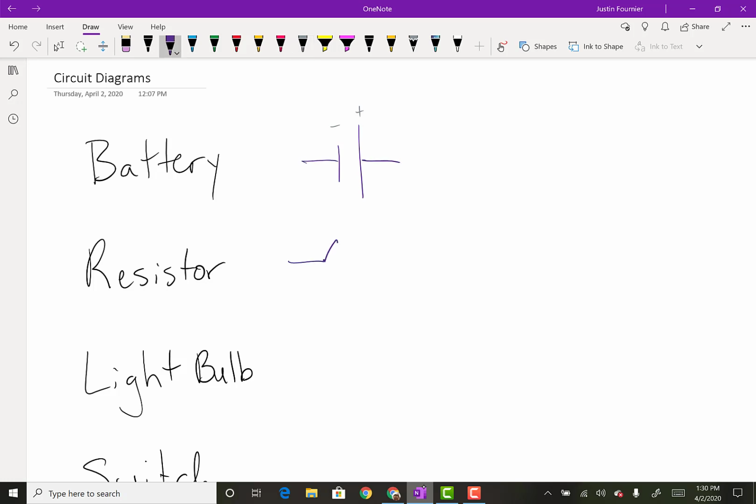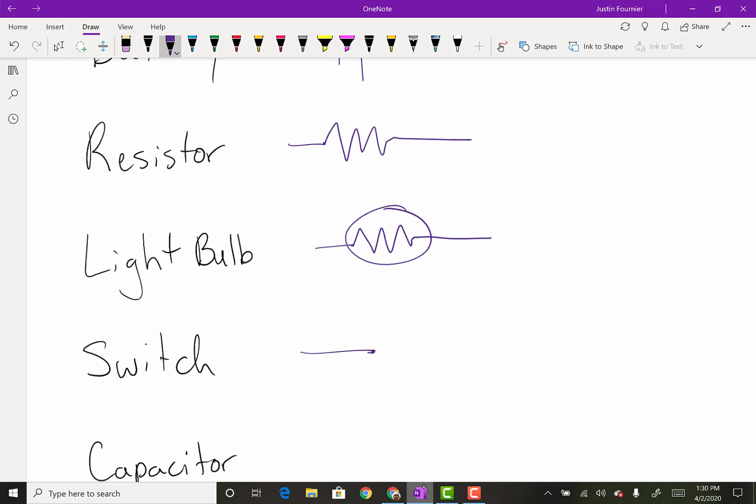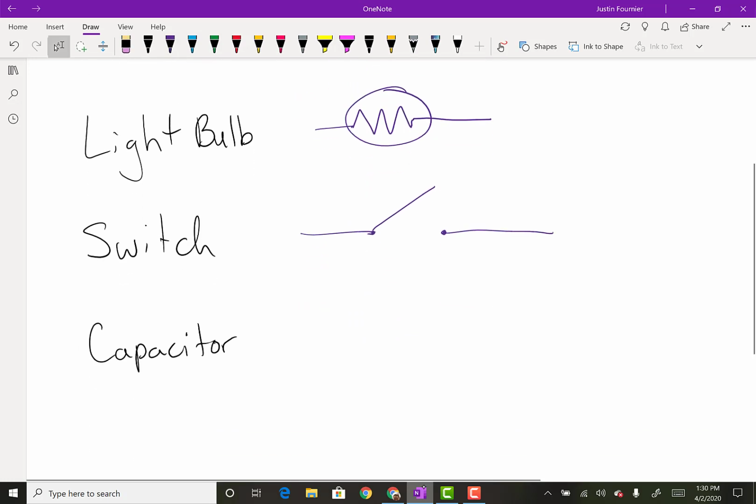A resistor is just a line, and then a couple squiggly lines. There you go. For a light bulb, I've seen many different ways to do this. I tend to stick to a resistor or a resistor with a circle around it. A switch is just an open part like that. So there's your switch. And I also wanted to bring up a capacitor. We're not going to talk about capacitors too much, but a capacitor is two parallel lines that are equal in size. Again, we're not going to be dealing too much with capacitors, but I thought I'd bring it up.